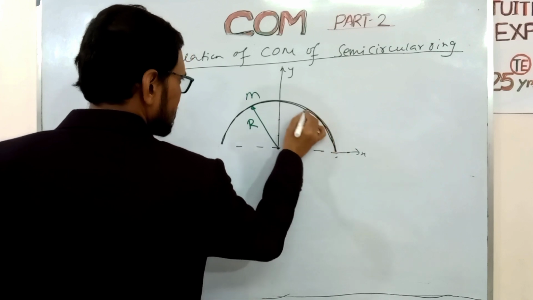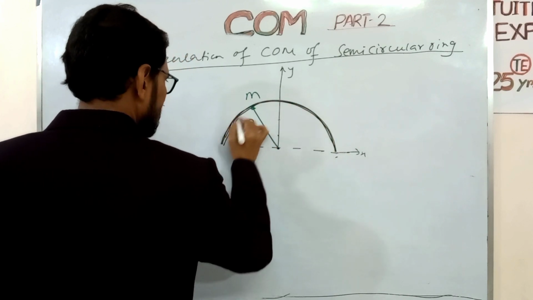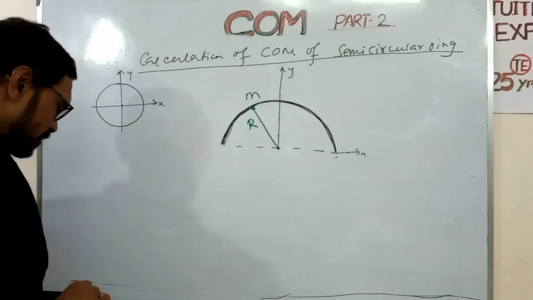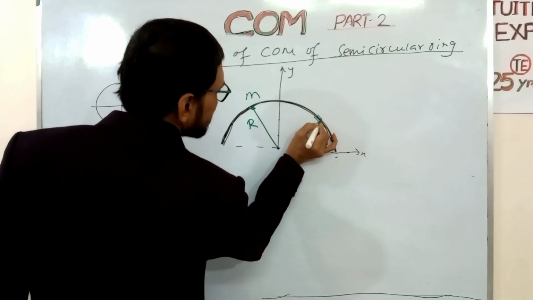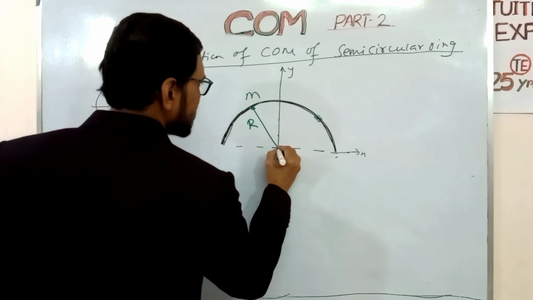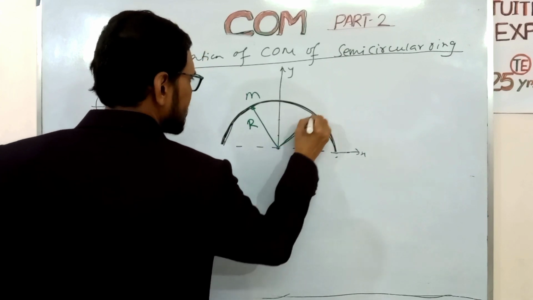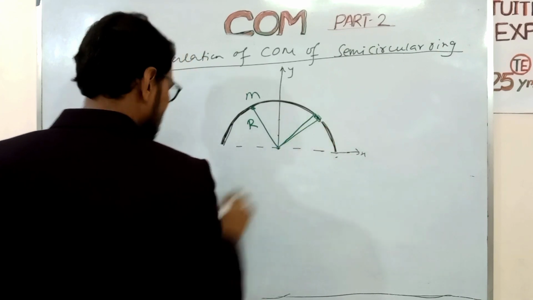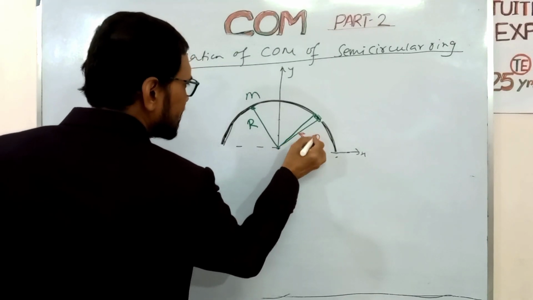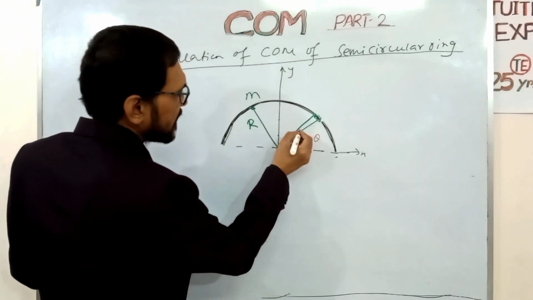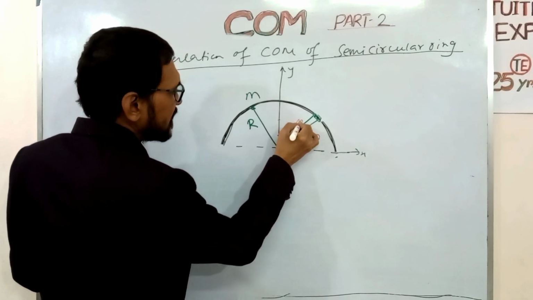Semicircular ring. To find the center of mass, we first consider an element. Suppose this is an element; we take this element at an angle theta, and this angle is d theta.